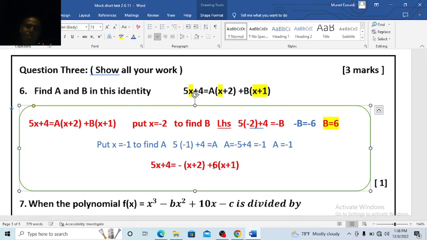If you want to check, 6 multiplied by x, 6x minus x is 5x. Then 6 multiplied by 1 is 6, minus 2 is 4.